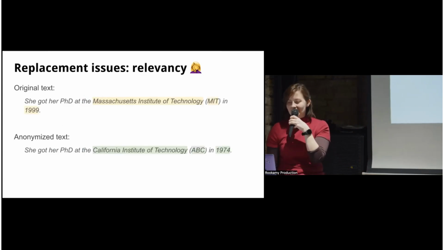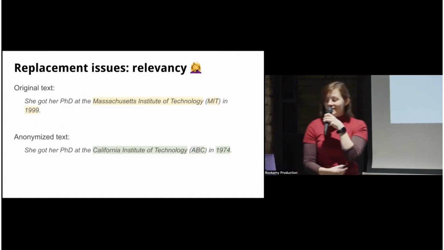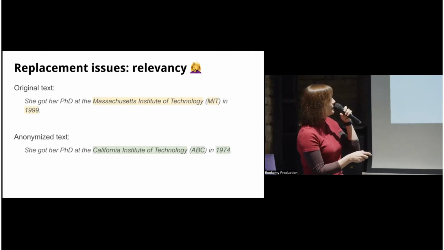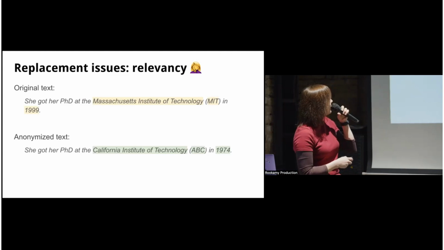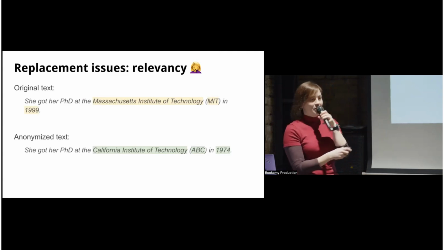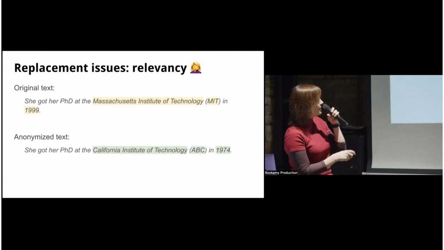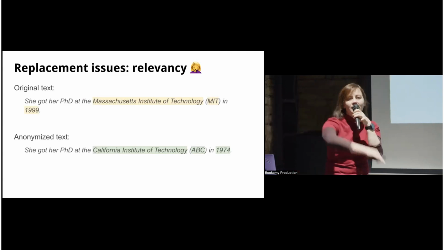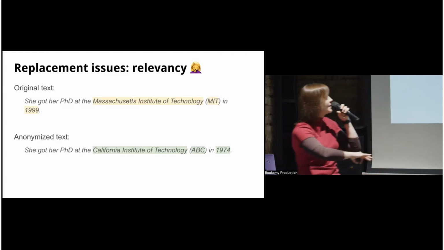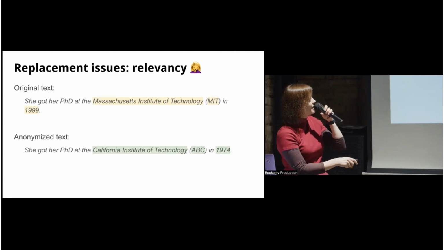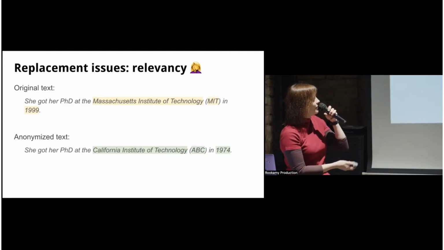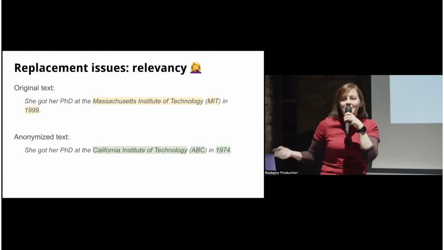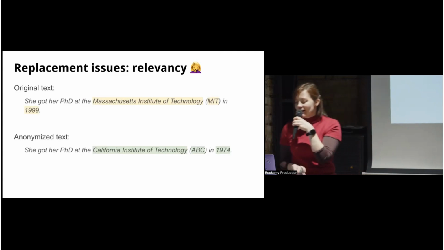We can exacerbate the situation. She got her PhD at the Massachusetts Institute of Technology, and then you have MIT in brackets. Say your anonymizer correctly anonymized it to another educational institution, California Institute of Technology, but then it doesn't know that MIT is connected to the Massachusetts Institute of Technology. It identifies it as a totally unrelated entity, which means that you will have a random abbreviation here, and then your model will start generating random abbreviations. So that's the consequence.